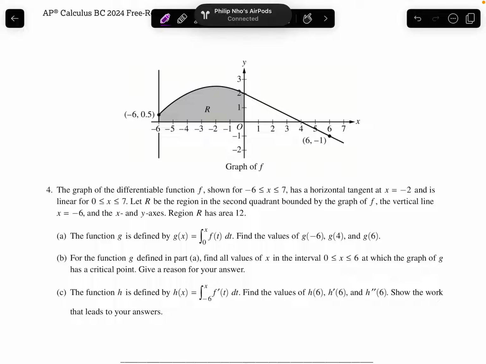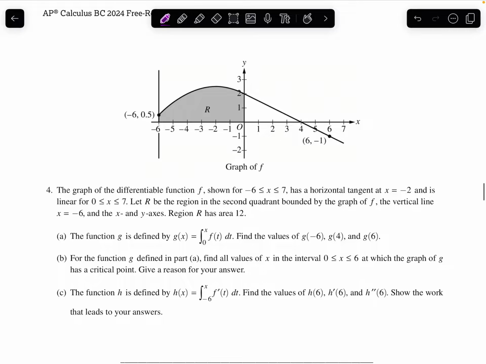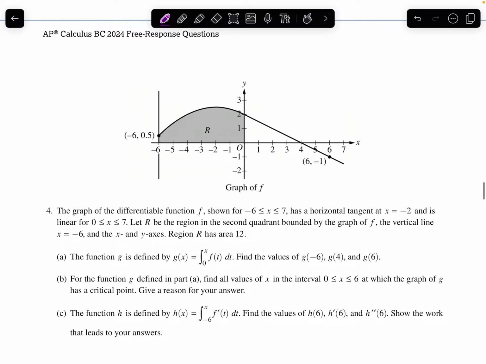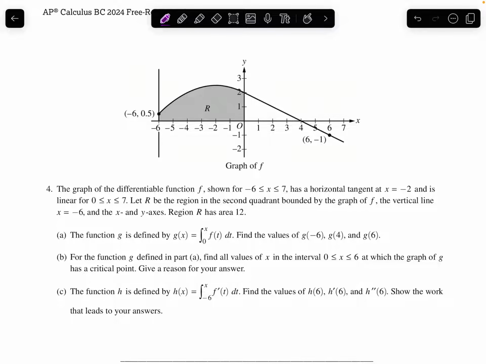Okay, continuing on with the 2024 free response questions from the AB Calc exam, we have FRQ number 4 on the BC exam, which is also, I believe, the fourth question on the AB exam. So we're given a graph, and this is the graph for some differentiable function f that is defined on the closed interval from -6 to 7.